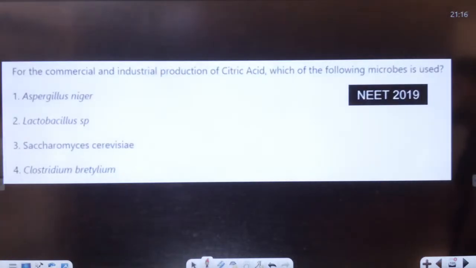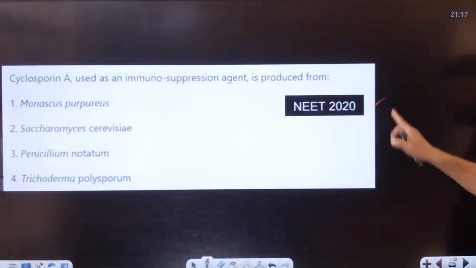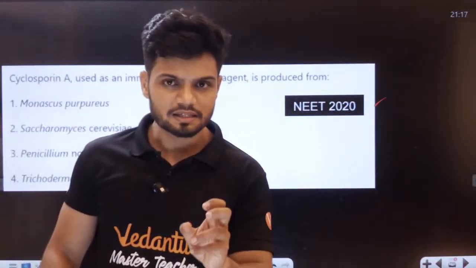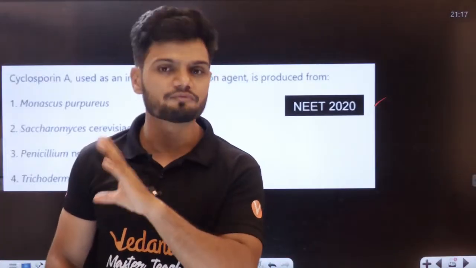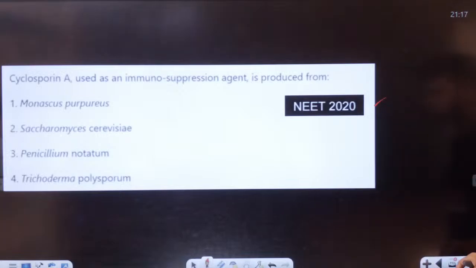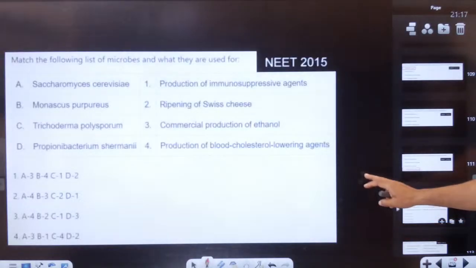Next question. For commercial and industrial production of citric acid, which of the following microbes is used, students? Citric acid, a fungus. We get it from Aspergillus niger. Very good, students. Do all of you see a pattern here? Every single year in the NEET examination, the same pattern is followed for these types of questions. Cyclosporin, all of you know, comes from Trichoderma polysporum.